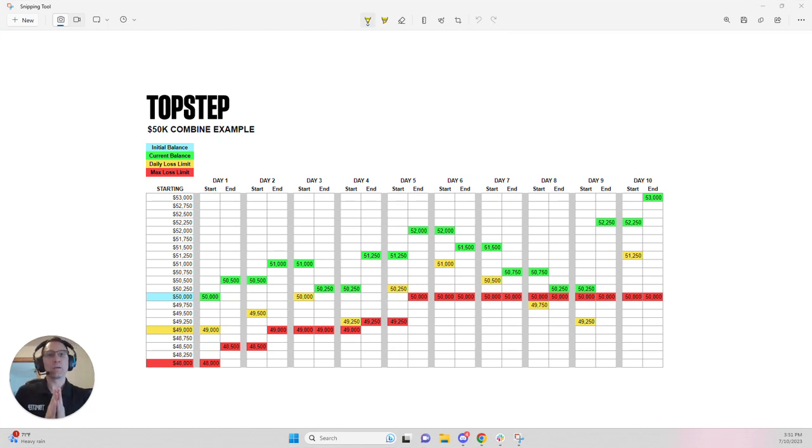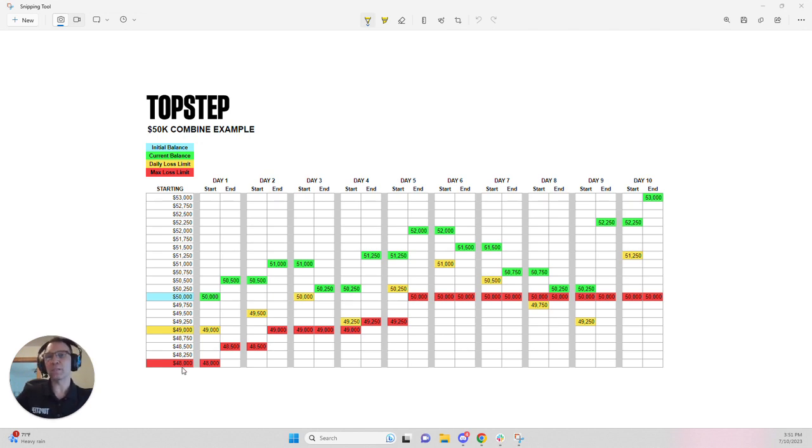Just wanted to make this quick little video, should be under 5 minutes, discussing the differences between the daily loss limit and the maximum loss limit now that we are in the one step, one rule program. So I have a spreadsheet here that's built and it has an initial balance, current balance, daily loss, and max loss. I have them all highlighted and color coded for easy viewing.